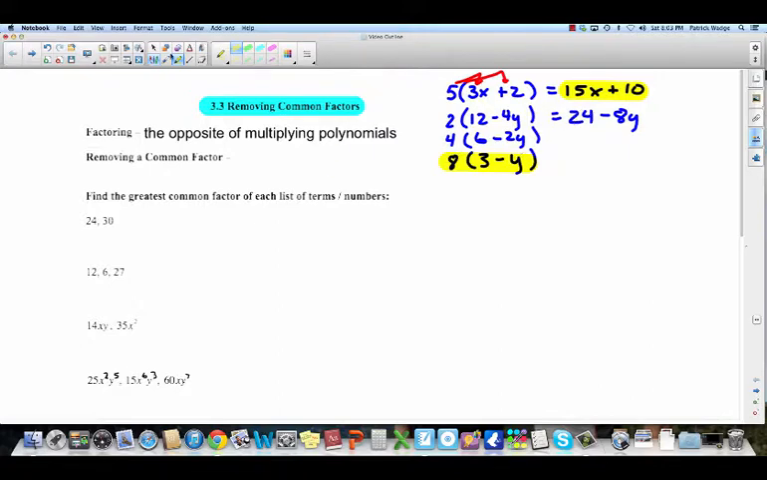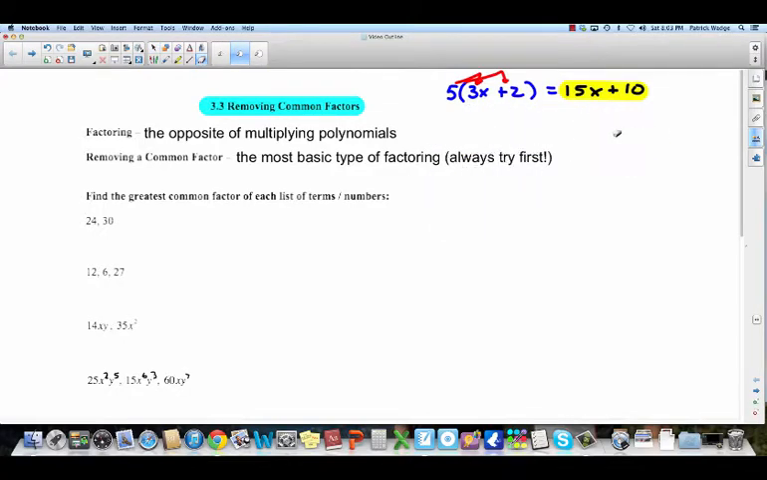Alright, if you're confused, don't worry. We're going to explain this all to you. So, what does it mean to remove a common factor? Well, it's the most basic type of factoring, so we're always going to try that first. When you see a question that says factor, you always should try to take a greatest common factor out first, and I will remind you of that over and over again.